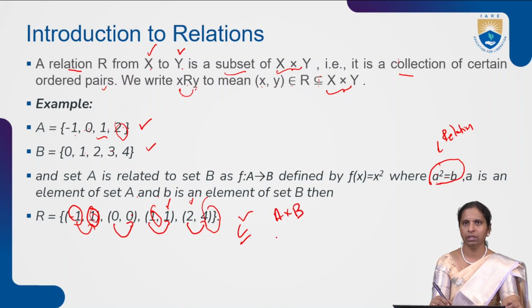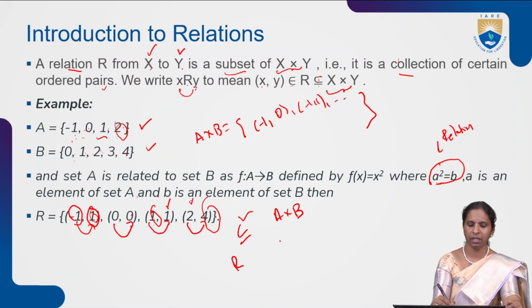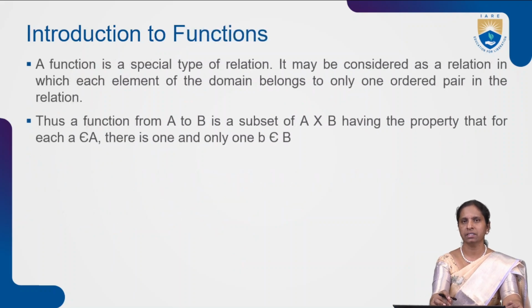This is a subset of A cross B. What is A cross B here? You write down A cross B: first (minus 1, 0), (minus 1, 1), (minus 1, 2), (minus 1, 3), (minus 1, 4). Similarly (0, 0), (0, 1), (0, 2), (0, 3), (0, 4) and so on. We write down the set here, the Cartesian product. And this relation R is a subset of this Cartesian product. That is the definition of a relation.